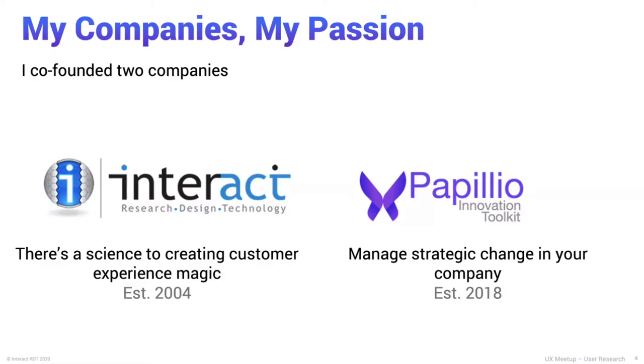So we were tired of seeing our journey maps on the walls, and wanted to see how we could make journey mapping and CX design more integrated into an organization. And so we formed a tech company called Papio, and that really just assists you in managing your strategic company change.